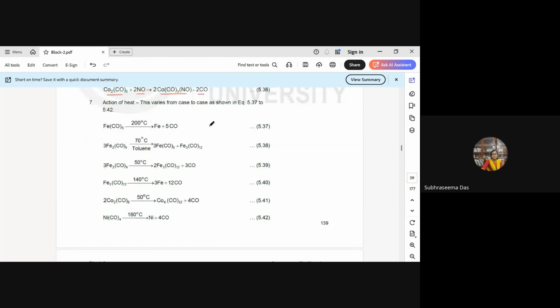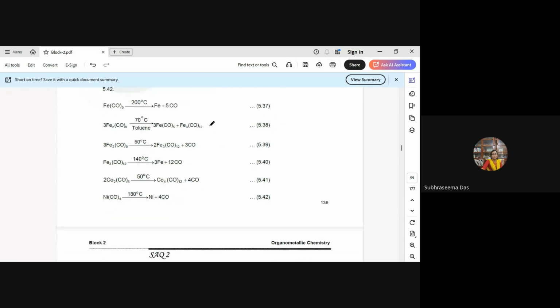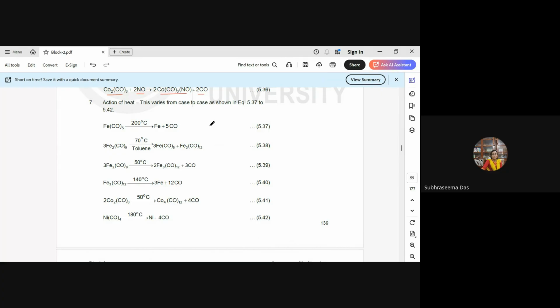Then the action of heat. This is an important category of the reaction of the carbonyls. The product varies for different types of carbonyls that have been taken. For example, in the first case, pentacarbonyl iron, Fe(CO)5, at 200 degrees centigrade undergoes decomposition to give iron plus 5CO. But nickel tetracarbonyl, if you see, is heated at 180 degrees centigrade, it forms nickel plus 4CO.